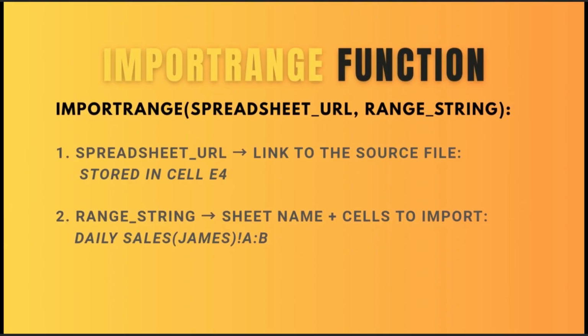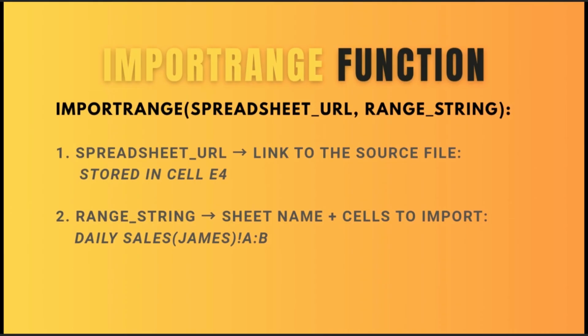It has 2 parts. The first part, the spreadsheet URL, is the link to the source file, basically where the data is coming from. In our example, that link is stored in cell E4. The second part, range string, tells Google Sheets exactly what to import, the sheet name and the specific cells you want. Here, "daily sales James!A:B" means we're pulling columns A and B, which contain the date and sales, from the sheet named daily sales James.